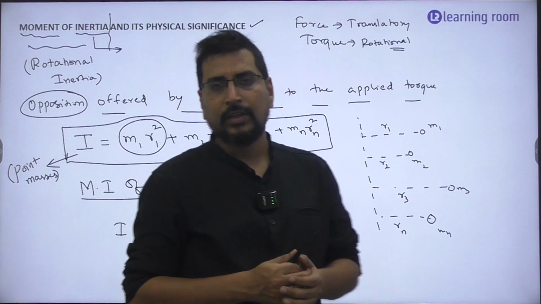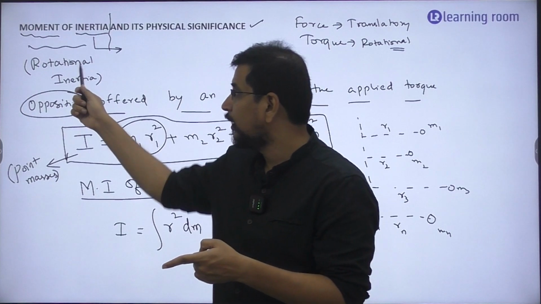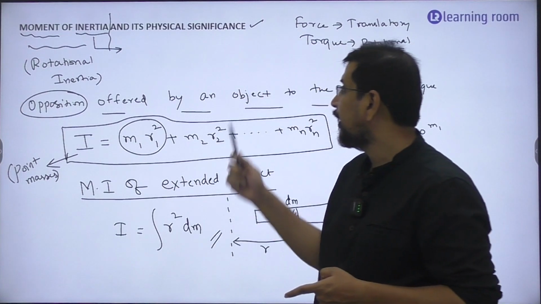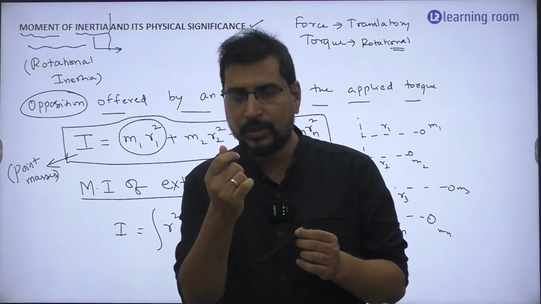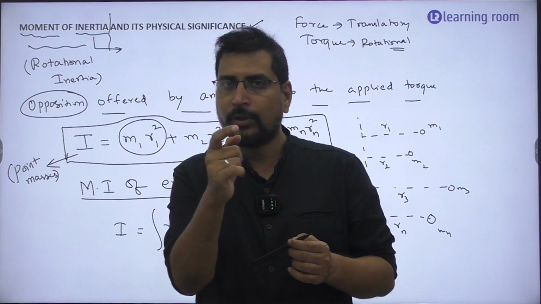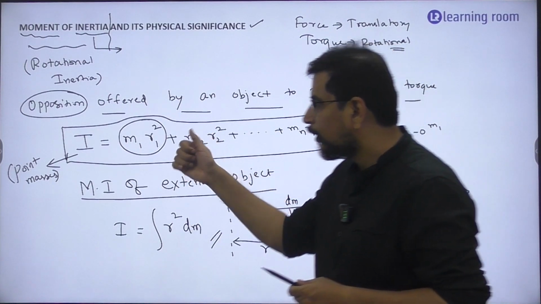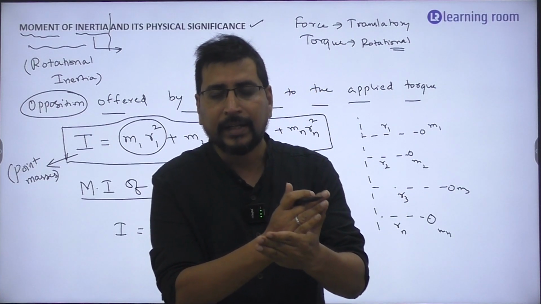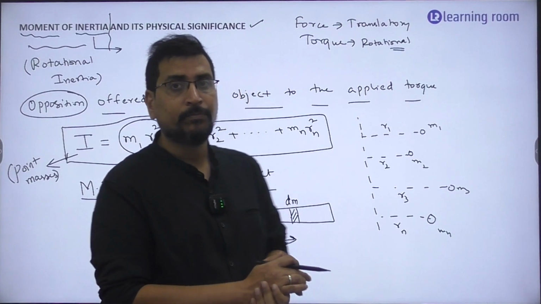So, just to summarize it here, I hope it is clear that moment of inertia is also called rotational inertia, and it is basically the opposition offered by an object to the applied torque. It means when you try to rotate an object, whatever opposition the object provides to the torque that you apply is what is called moment of inertia, and that is a property of that particular material. And the formula for moment of inertia is defined as the product of the mass and the square of the distance from the axis of rotation of that particular mass, right?